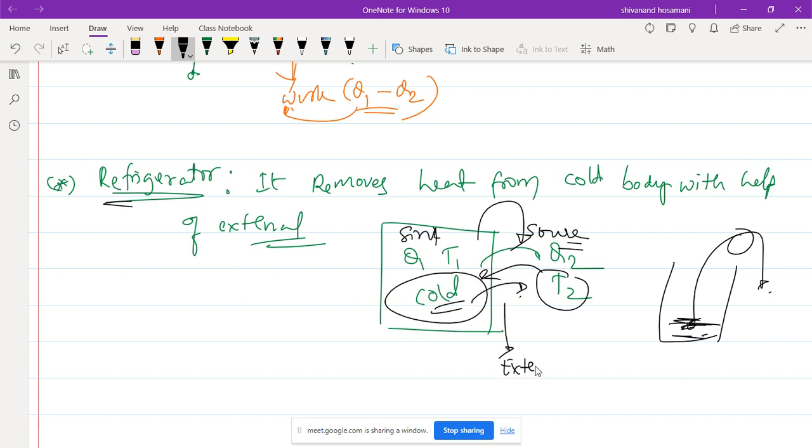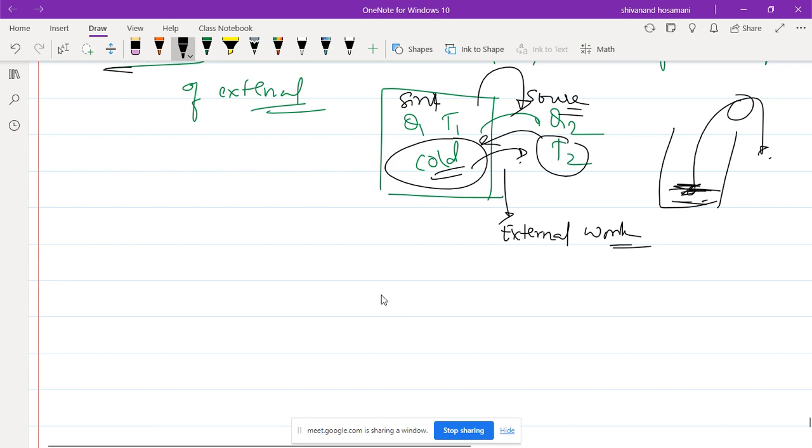External work has to be done. In relation to that, let us define the refrigerator principle. The refrigerator principle is defined by using the word called coefficient of performance. In a Carnot engine we define the efficiency, but here for the refrigerator we are going to define coefficient of performance.